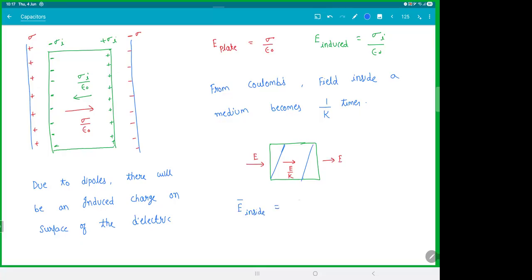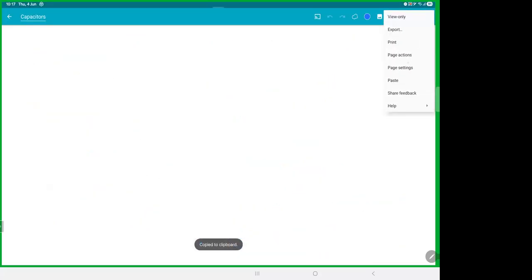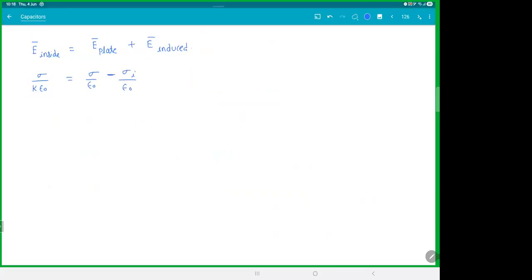So E inside is nothing but the field due to the plate. The reason it is decreasing is because of the induced charges, E induced. So E inside is sigma by K epsilon, it becomes 1 by K times. E plate is sigma by epsilon, and this guy is minus sigma induced by epsilon. And this gives you a very good result. We have seen something like this in Coulomb's law. I also taught you this, the force due to the induced charges. We get sigma induced is equal to sigma into 1 minus 1 by K.